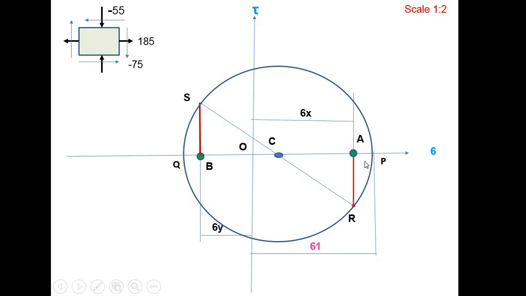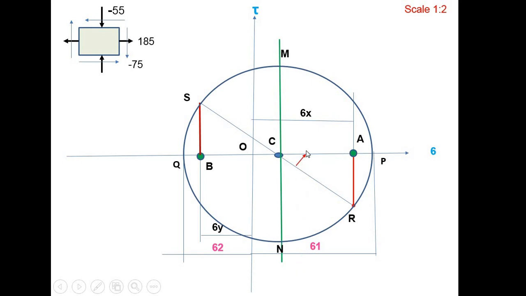Now this OP distance is equal to the major principal stress, that is sigma 1, and this OQ distance is known as the minor principal stress, it is sigma 2. Then draw perpendiculars from this C point, C to M and C to N. This CM indicates the tau max, CN also indicates the tau max. This is one maximum shear stress plane, this is another maximum shear stress plane.